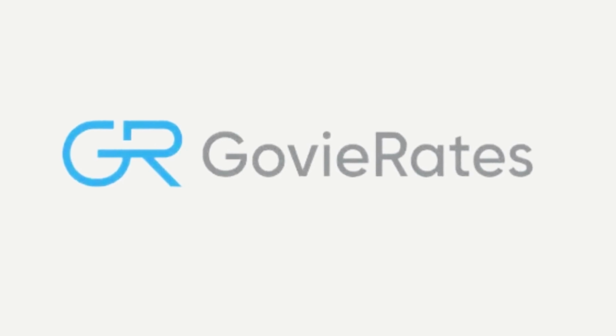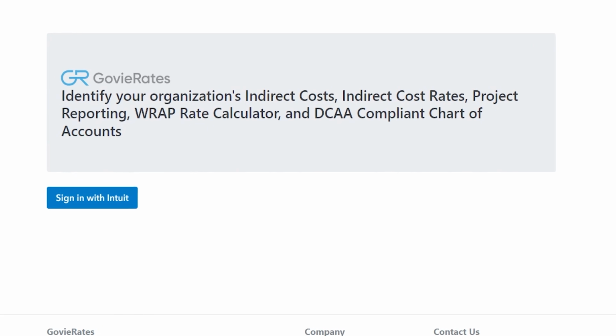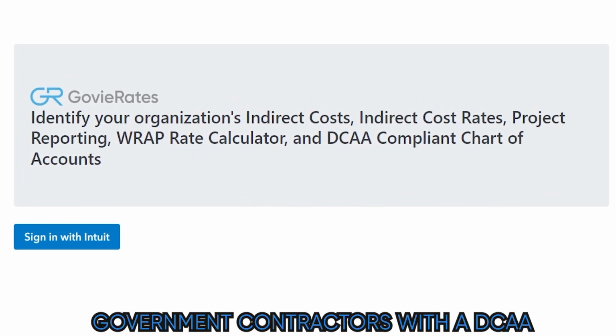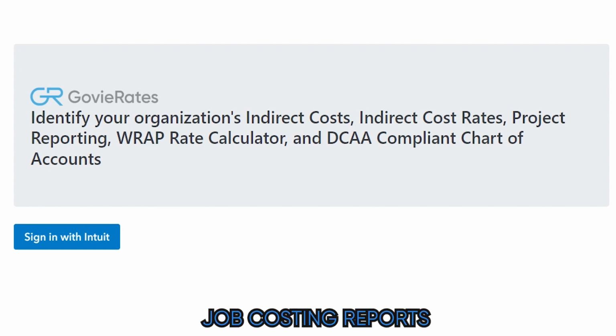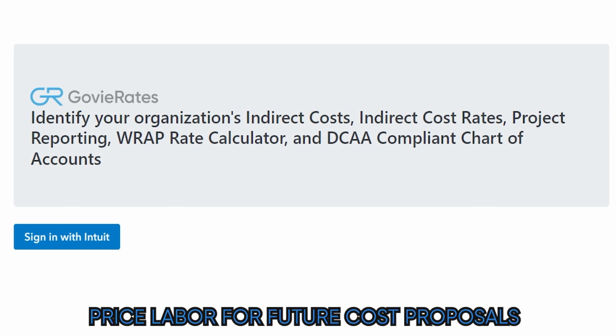Welcome to GovieRates. GovieRates is a cost accounting, general ledger, and reporting system add-on to QuickBooks Online. It provides government contractors with a DCAA-Compliant Chart of Accounts, job costing reports, and the ability to calculate indirect rates, wrap rates, and fully burdened rates, all needed to manage project profitability and accurately price labor for future cost proposals.